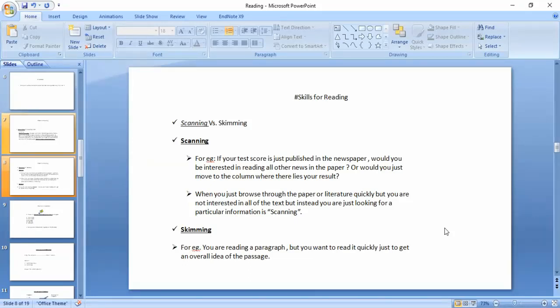are not done slowly or going into too much detail. They are just done superficially and quickly to get the information you want. Okay? So these are time-saving techniques that you will be using a lot in the reading section of an IELTS test.